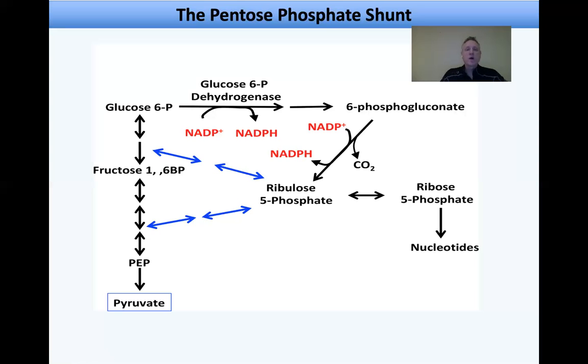So one of the functions of the pentose phosphate shunt is to integrate 5 carbon sugars as well as 7 and 4 carbon sugars into glycolysis. It's also designed to make NADPH reducing power, and you also make the precursors to generate nucleotides. This all occurs in the cytoplasm.